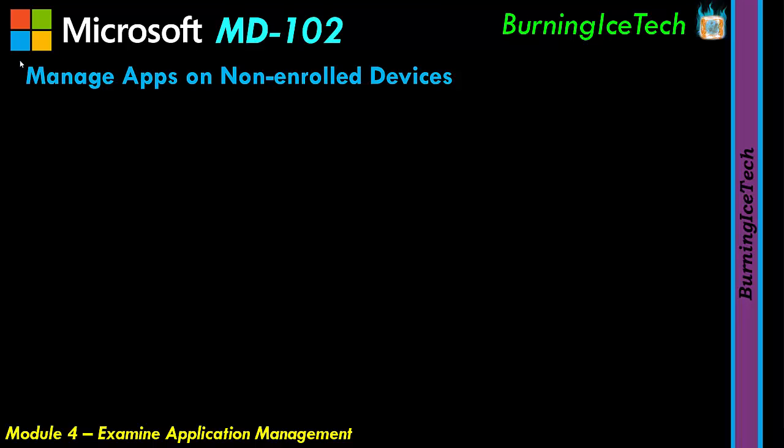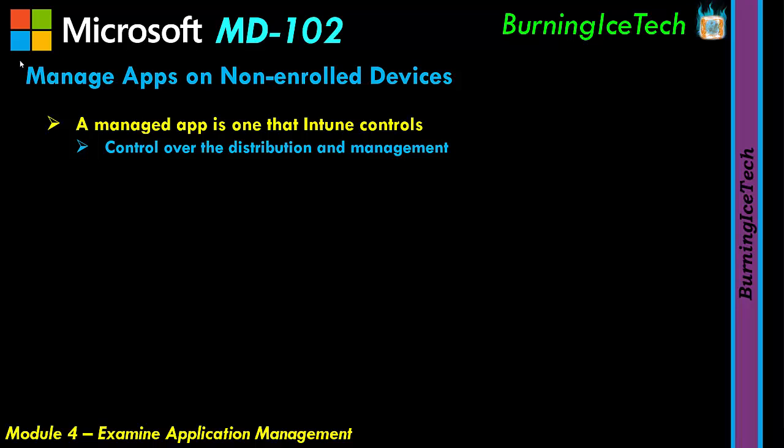You remember earlier in this module, we spoke about the fact that you do not necessarily have to have devices enrolled into Intune environment to be able to manage them. Especially if we talk about Android, in other words, Google's operating system, and iOS, Apple's operating system. So a managed app is one that Intune controls, with control over the distribution and management. So that's what we mean by a managed app. If an app is a managed app, it's because Intune has control over it. So in other words, you've got control over it.